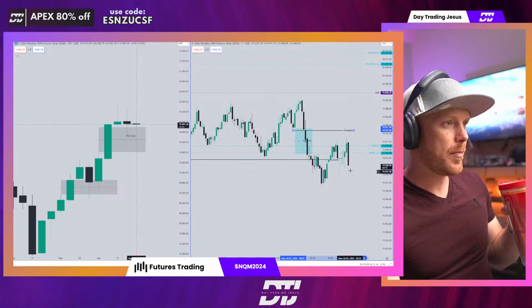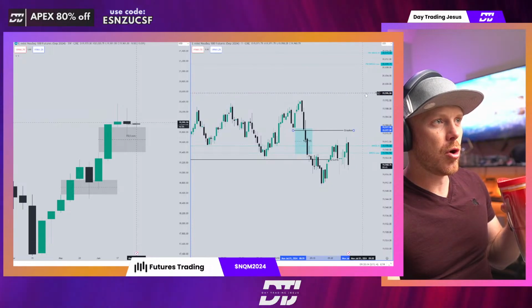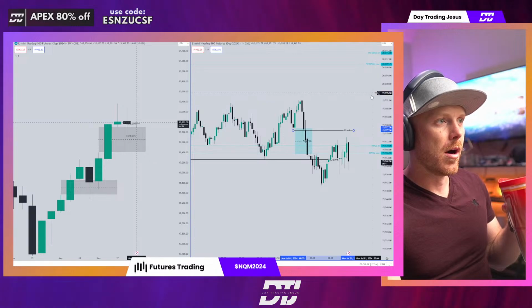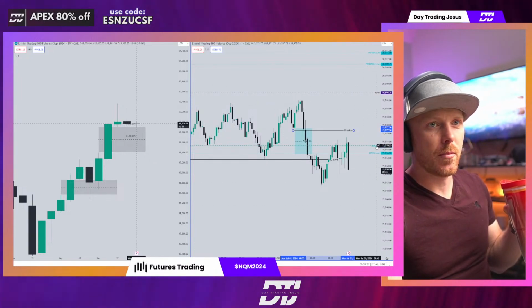So price is dropping immediately. Here is the midnight open. This is the midnight open from 12 o'clock New York Standard Time. This is the New York open. Just so you know what's on my chart.